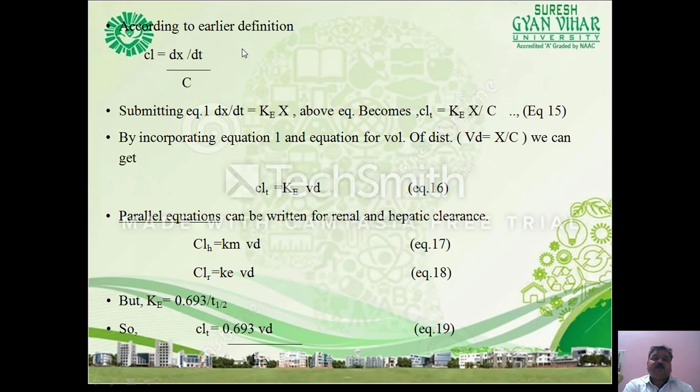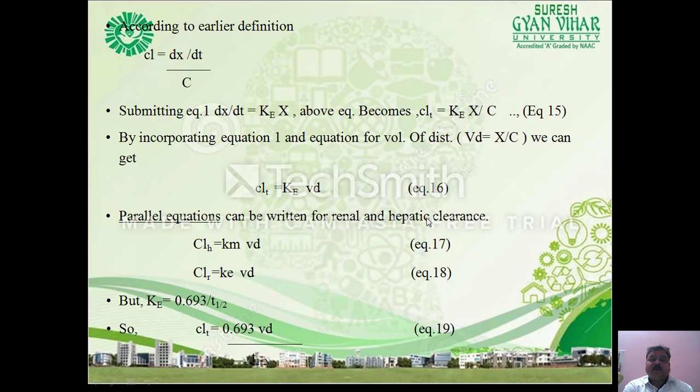Then according to the earlier definition, clearance is equal to dX by dt divided by C. Substituting the equations, clearance becomes Ke into X by C, that is, the rate of elimination constant into the amount of the drug in the body divided by the plasma drug concentration. By incorporating equation 1 and the equation for the volume of distribution, Vd is equal to X by C, we get clearance is equal to Ke into Vd. That is, total clearance depends on the rate of elimination constant into the volume of distribution.